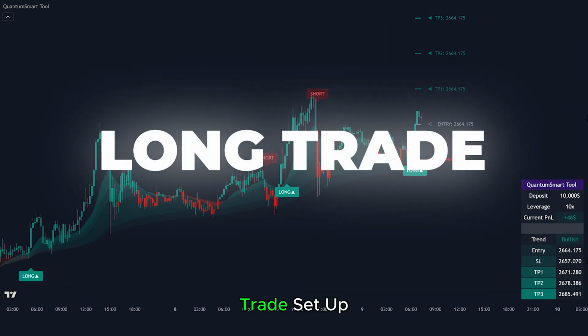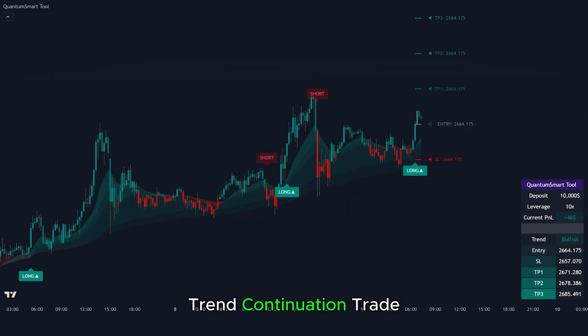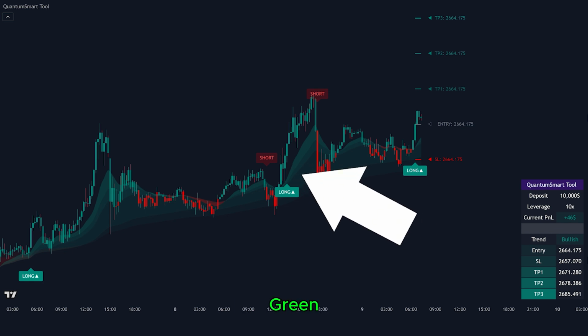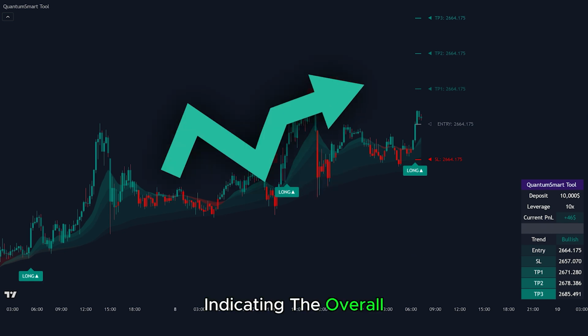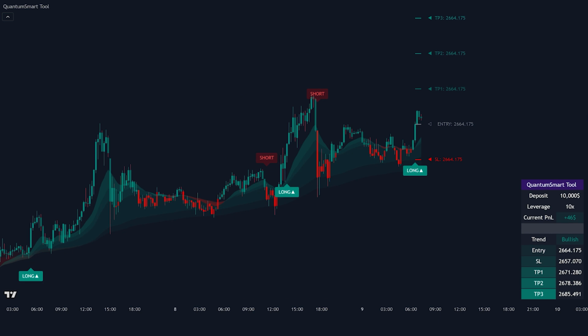Here's another long trade setup, which is a trend continuation trade. First, we see that the moving average cloud is consistently green, indicating the overall trend is bullish. Then, the Quantum Smart tool gives a long signal in the direction of the trend.